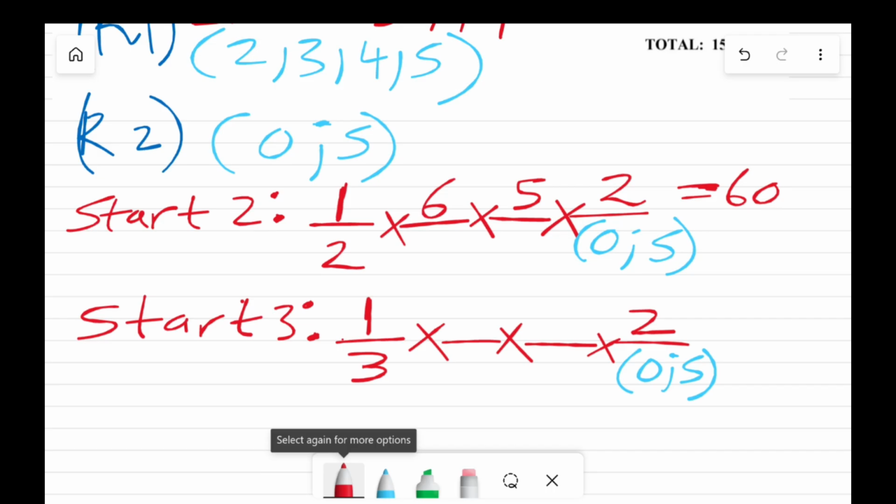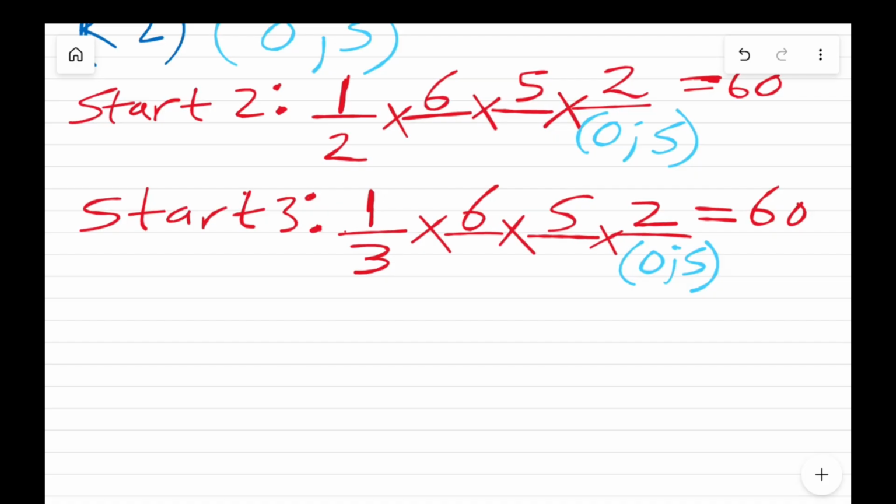So I've used 2 in total. 8 minus 2, still a 6. 6 and then times 5 there. I'm also going to get a 60 here. Okay? Let's go now to when I start with a 4.